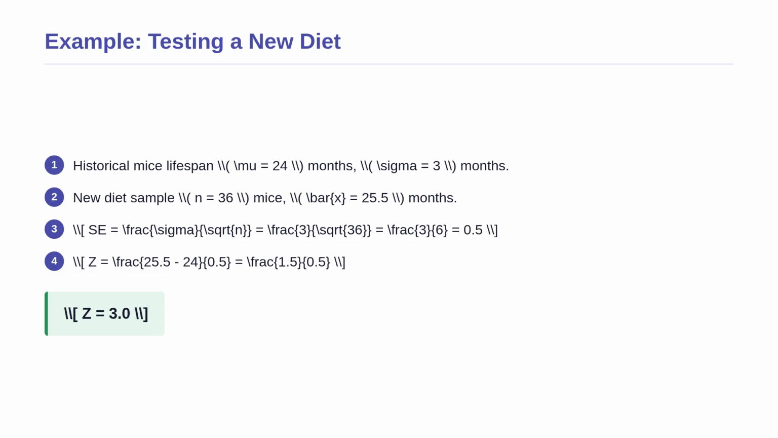First, we calculate the standard error by dividing the standard deviation, 3, by the square root of the sample size, 36. This gives us 0.5. Next, we divide the observed difference of 1.5 months by this standard error. Our final z-score is 3.0. This means our sample is a full 3 standard errors above the historical average.